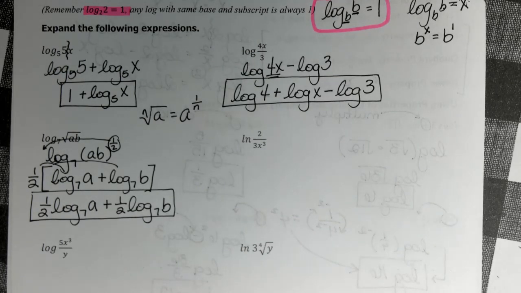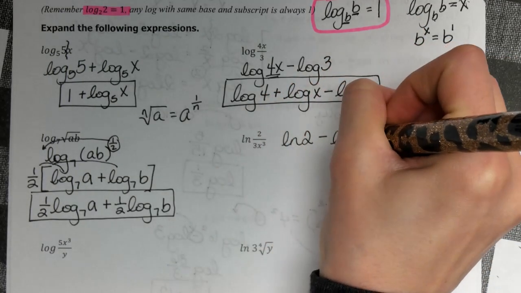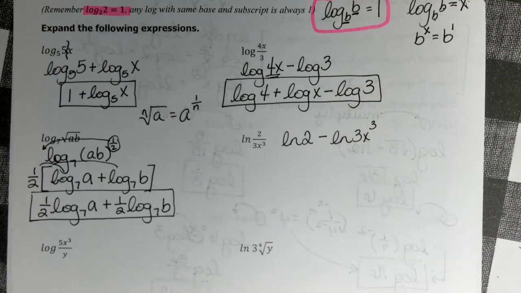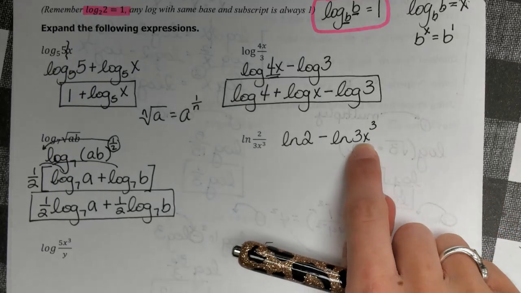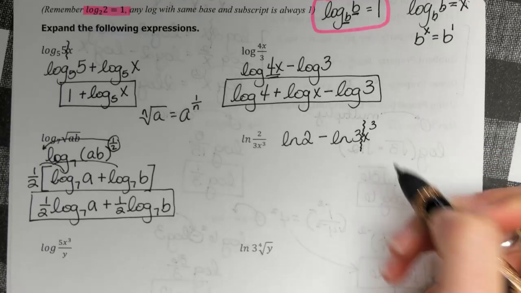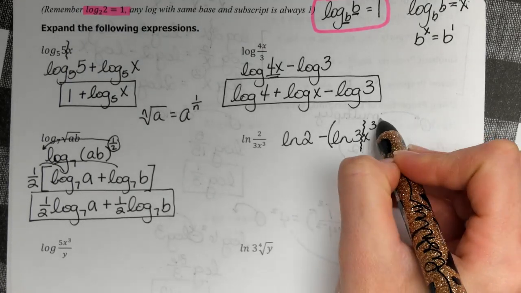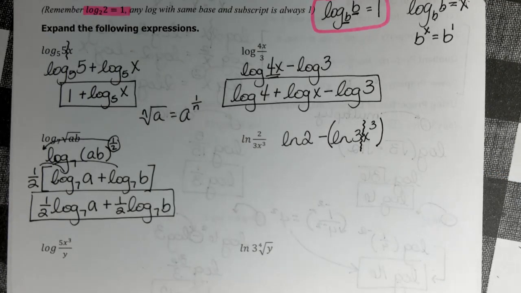Okay? Now, when I have natural log of 2 over 3x cubed, okay, I can separate my fraction: natural log of 2 minus natural log of 3x cubed. But I have to be careful. I need to separate this 3x cubed. Does the cubed go for the entire thing or just the x? Just the x. I need to separate this right here. If I know I have to separate, I'm going to go ahead and put natural log of 3x cubed in parentheses because that negative in front is going to both of those terms. Okay? You're going to have to be careful with that.